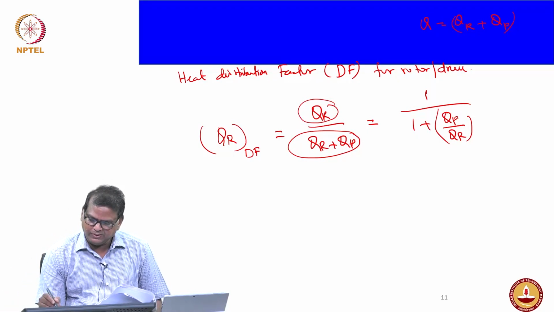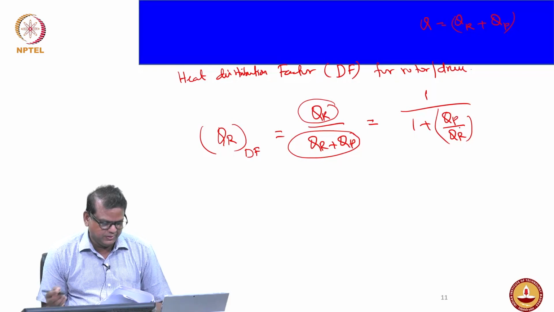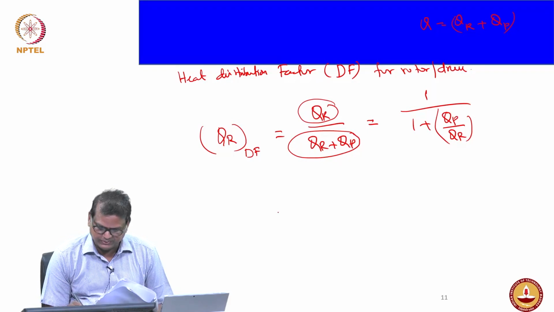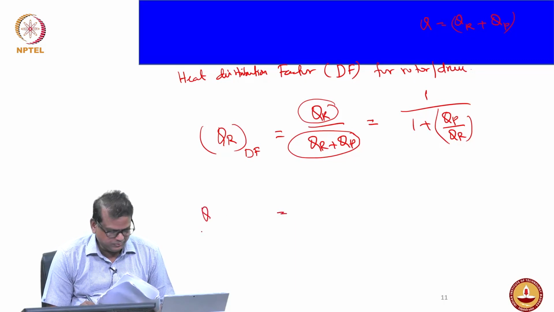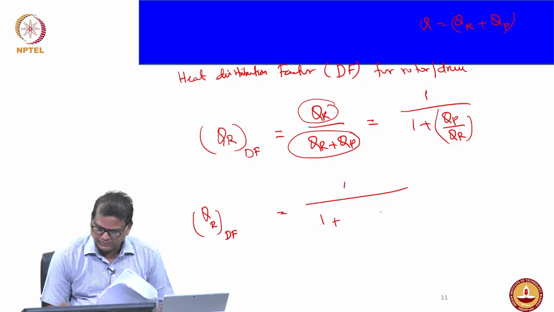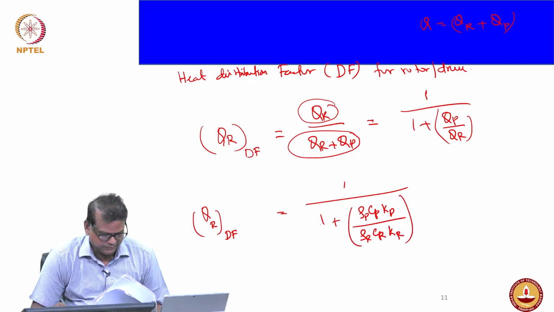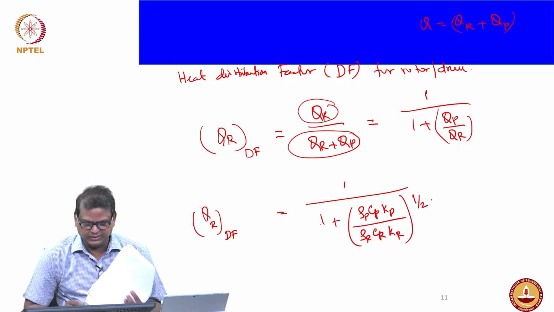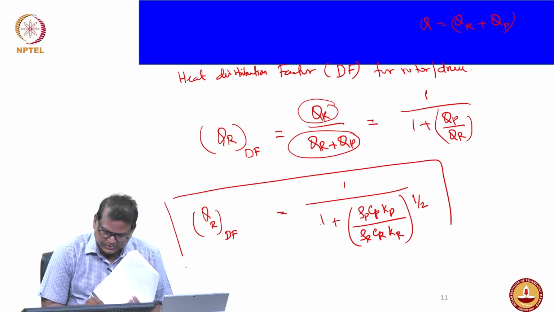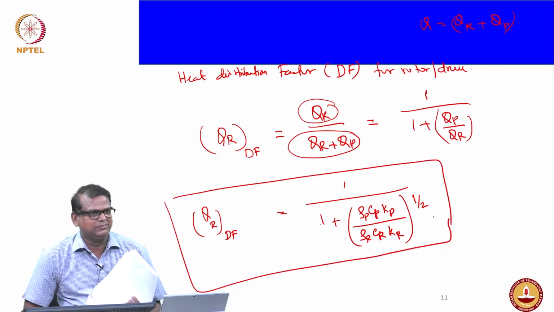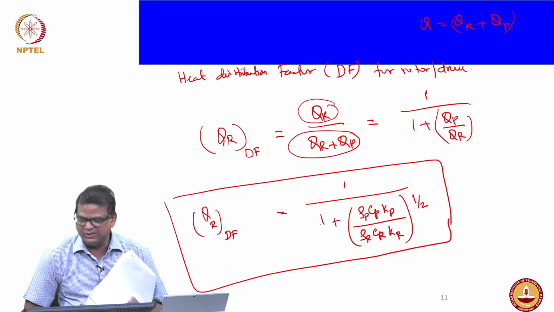Now, we already know the Q_P and Q_R aspect. If we substitute, then finally we expect the heat distribution factor of the rotor, dF, equals 1 by 1 plus the square root of rho_P C_P K_P divided by rho_R C_R K_R. So, this is the equation. In a similar way, you can find it for the brake lining also.